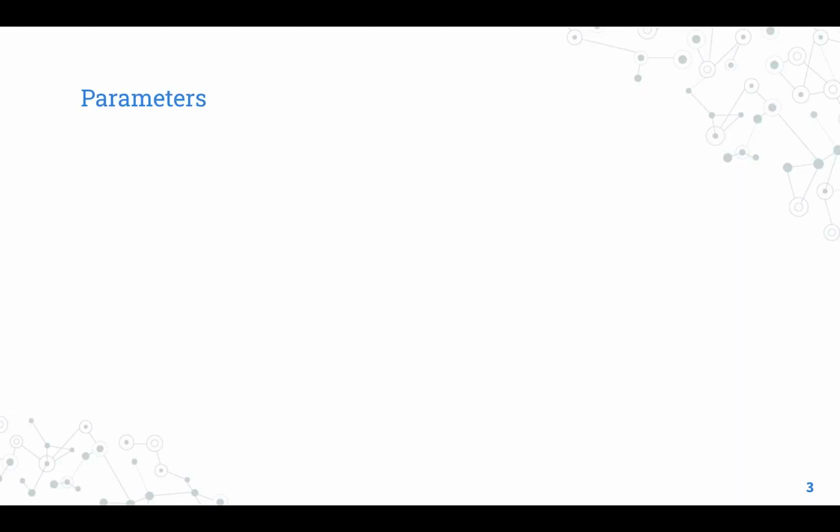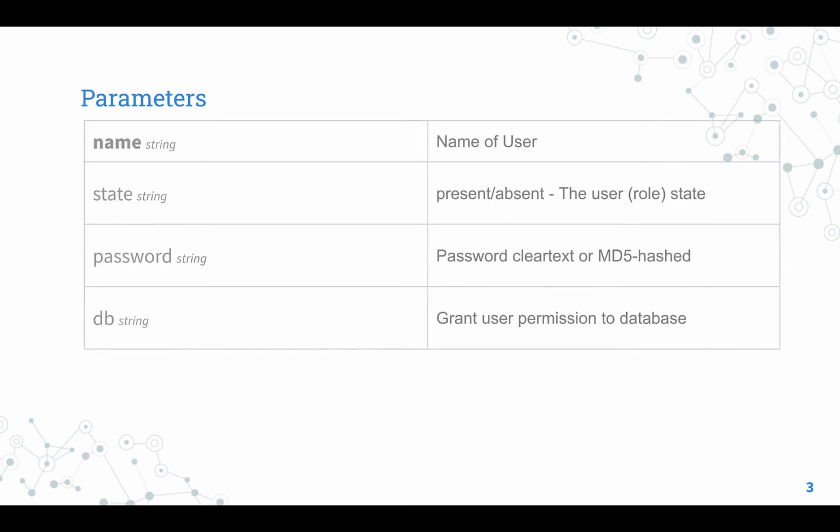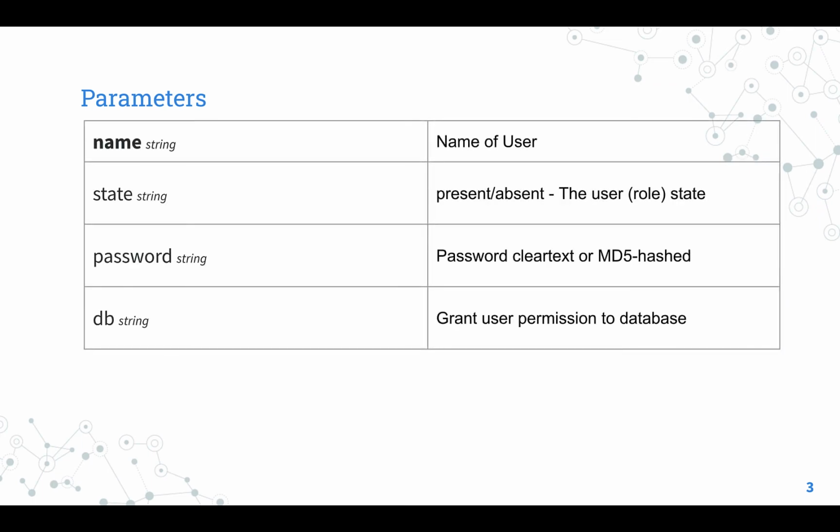Parameters. Let me summarize the main parameters of the module postgresql_user. Ansible supposes that PostgreSQL is on the target node. The only required parameter is name, the name of the user to interact with. The parameter state specifies the desired user role state. The option present means that the user role should be created. The option absent means that the user role should be deleted.